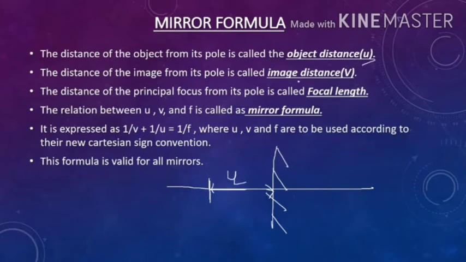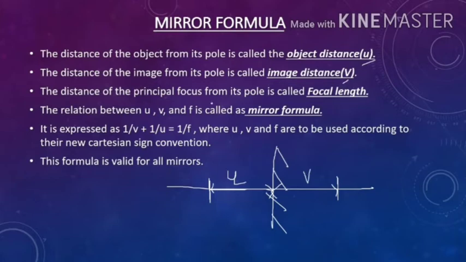In short, object distance is termed as u, and the distance of the image from its pole is called image distance. If this is the object, then its image will be formed on the right side. So this distance, from the pole to this point, is v, in short, image distance.